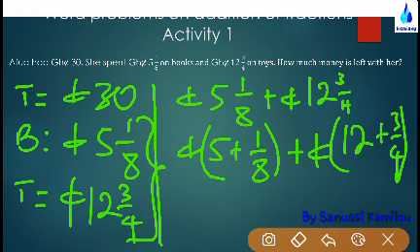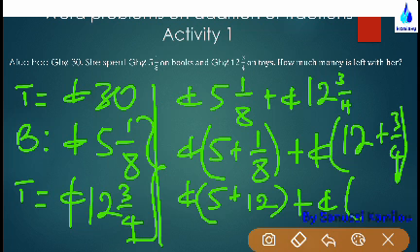So it means we can add up the whole numbers and then add the fractions. So the whole numbers will be 5 plus 12. And then the fractions will also be 1/8 plus 3/4. Are you following? Are you there? Can we move to the next page? Okay. Since we can move to the next page, thank God.